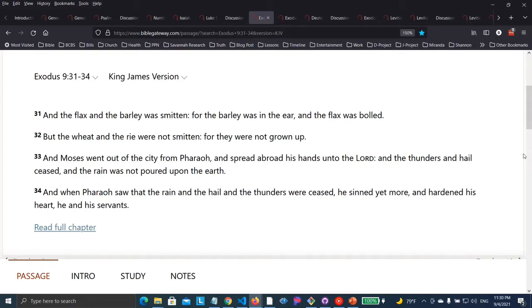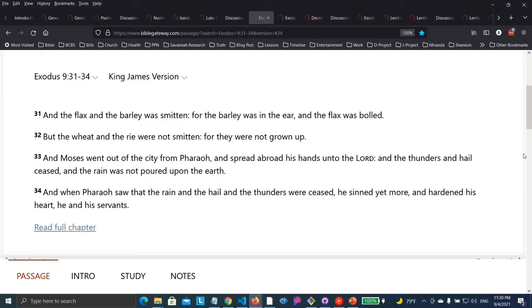9:31 through 34. And the flax and the barley were smitten. For the barley was in the ear, and the flax was bolled. And the wheat and the rye were not smitten, for they were not grown up. And Moses went out of the city from Pharaoh and spread forth his hands to the Lord, and the thunderings and the hail ceased, and the rain was not poured upon the earth. And when Pharaoh saw that the rain and the hail and thunders were ceased, he sinned yet more and hardened his heart, he and his servants.